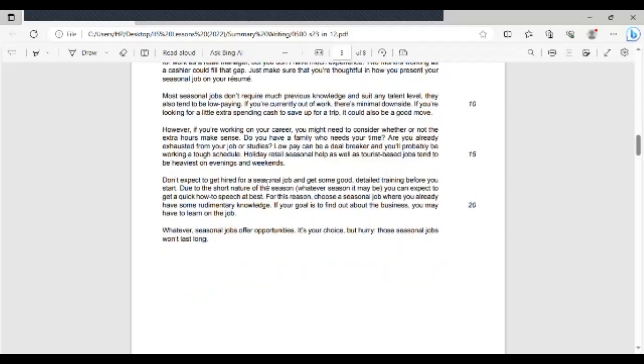Don't expect to get hired for a seasonal job and get some good detailed training before you start. Due to the short nature of the season, whatever season it may be, you can expect to get a quick how-to speech at best. For this reason, choose a seasonal job where you already have some rudimentary knowledge. If your goal is to find out about the business, you may have to learn on the job.